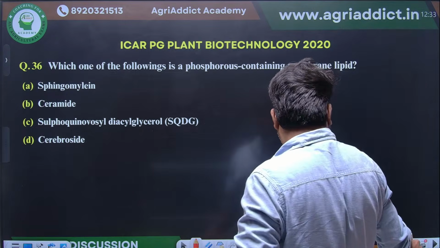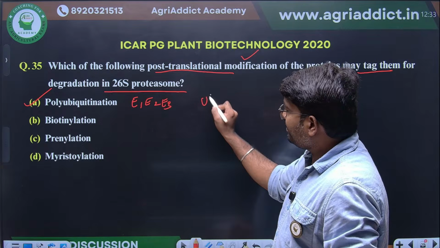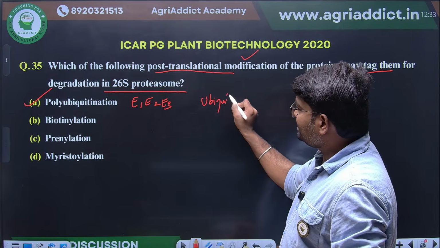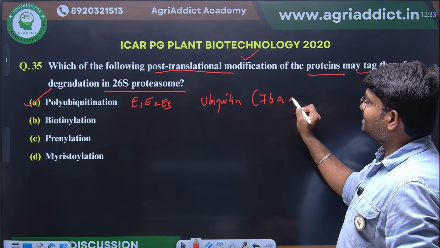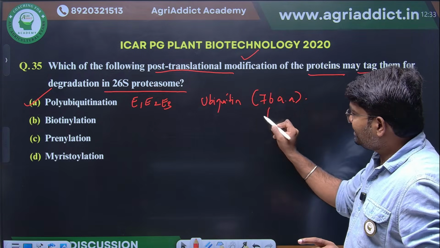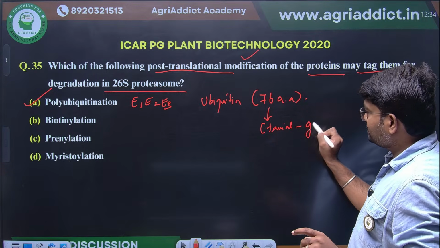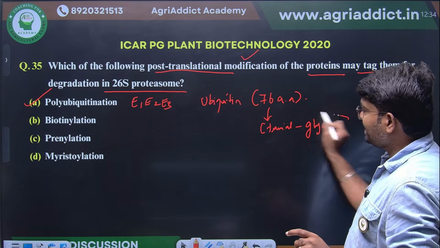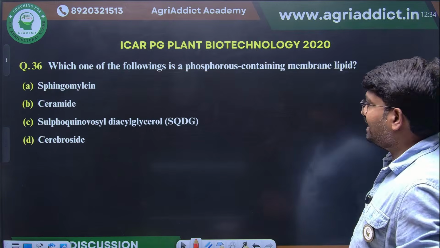Then another most important thing I want to say here is about this ubiquitin molecule. Ubiquitin is a protein made up of 76 amino acid residues, and its C terminal will have a glycine residue. This is also another important question they have asked.